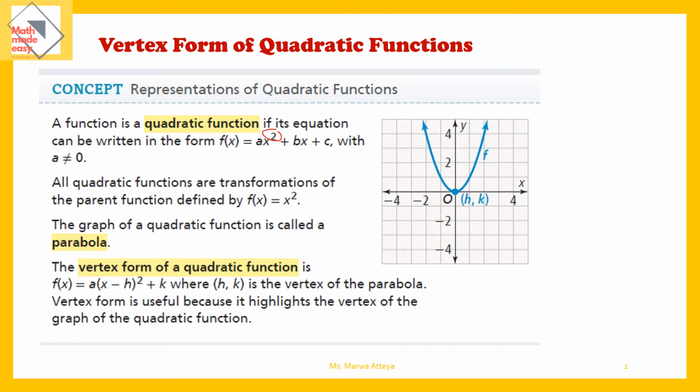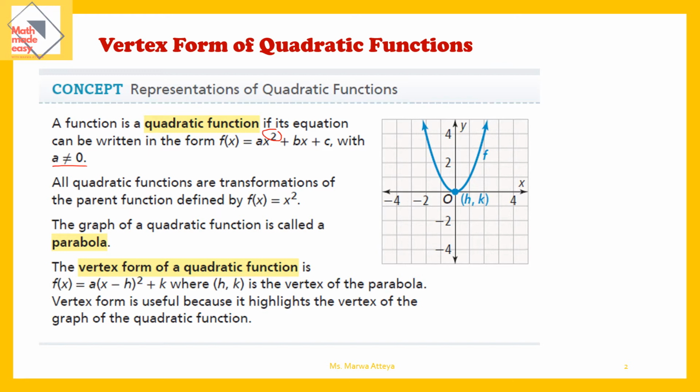With a not equal to 0. What do we mean by that? If a is equal to 0, when we multiply x squared by 0, we will not have this term. This is why a should never be equal to 0. So if we have an equation of a function, and that equation includes ax squared, then this is a quadratic function. Having bx and c is an addition, okay? But a is the only thing that should not be equal to 0. If b is equal to 0 or c is equal to 0, it's okay.